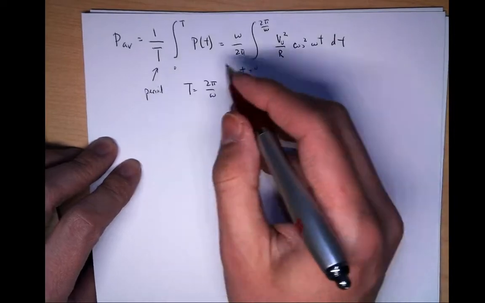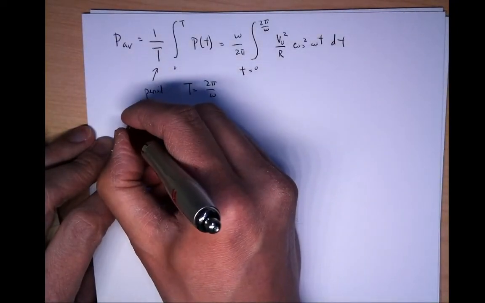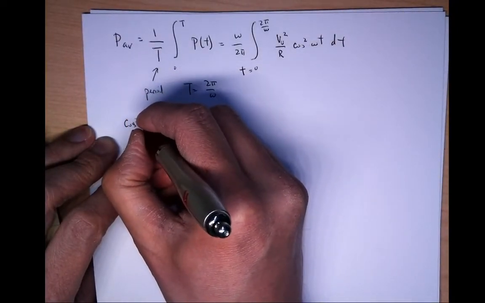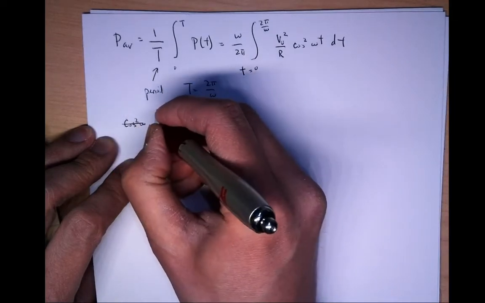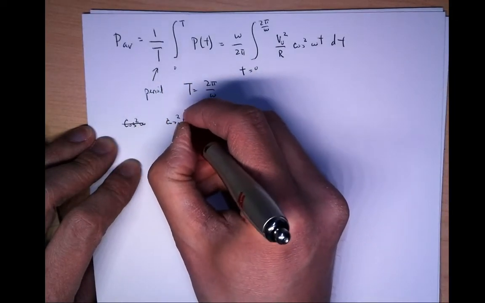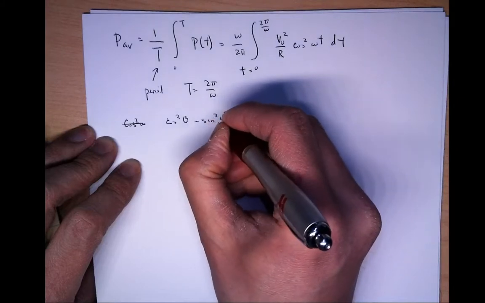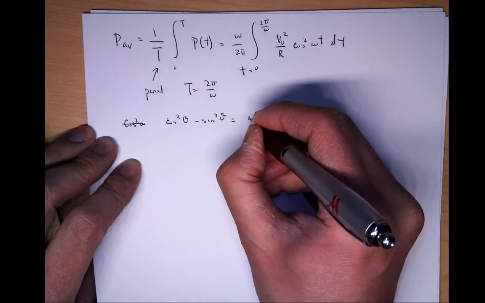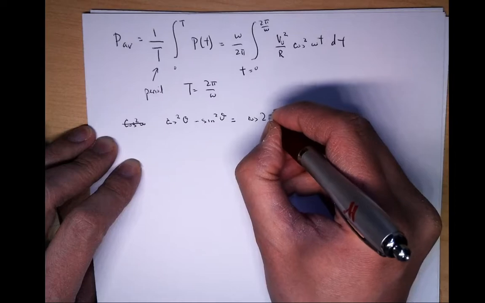Now, to do this integral, we're going to note that cosine squared theta minus sine squared theta is equal to cosine 2 theta.